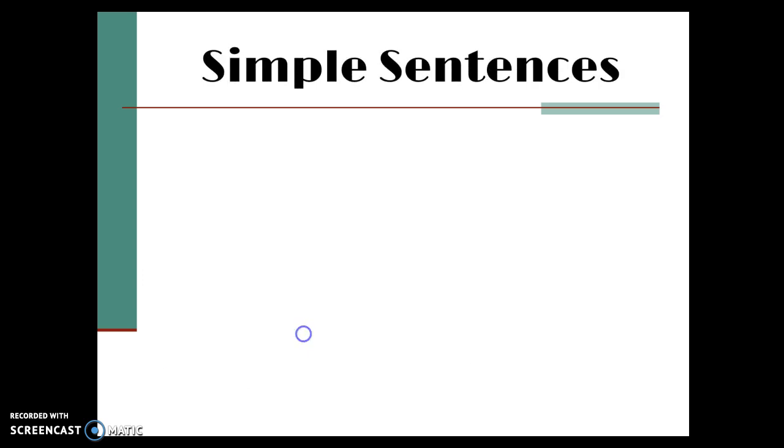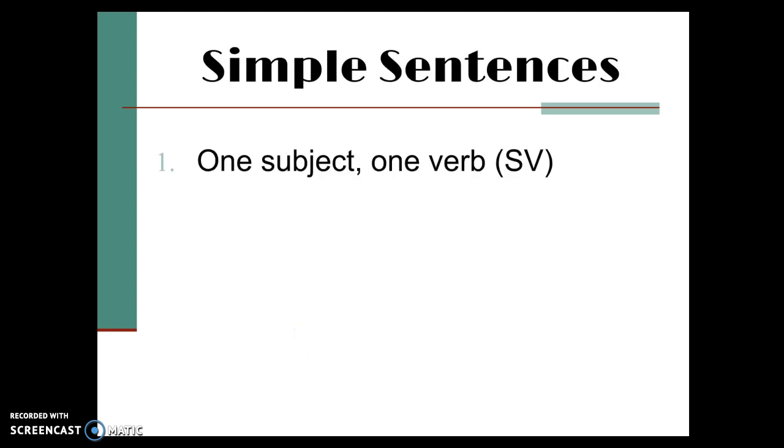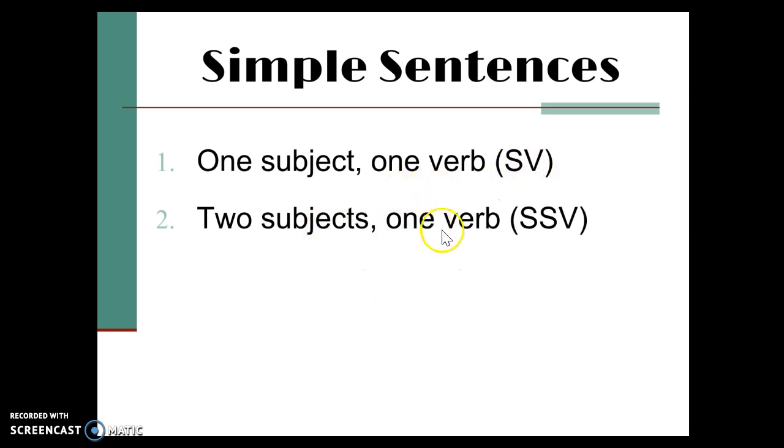So a simple sentence has one subject and one verb. In this pattern, it's an SV. It could also have 2 subjects and 1 verb. Mrs. Culleton and Mrs. Cirillo ran. Could have 2 subjects, 1 verb.